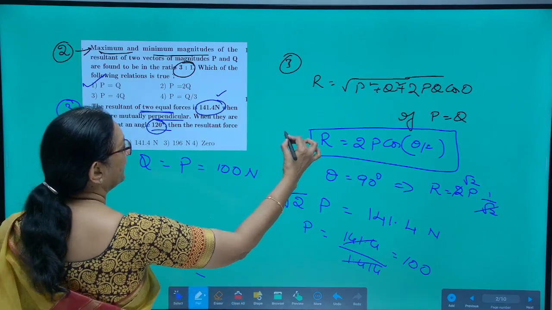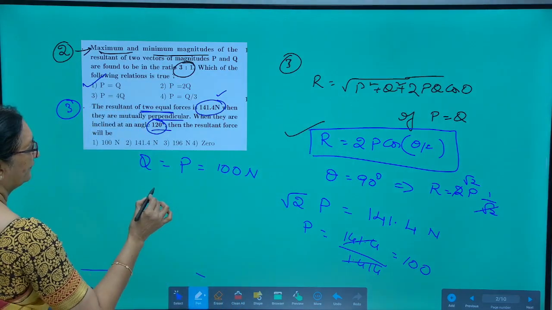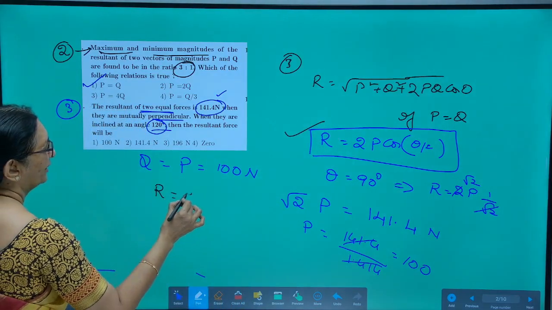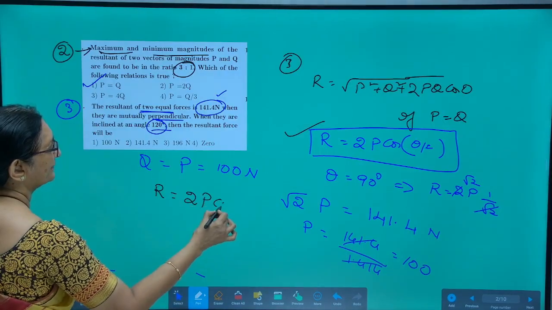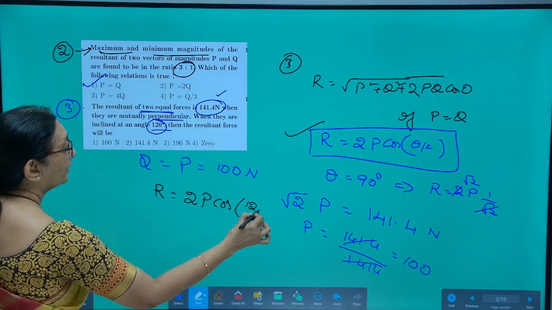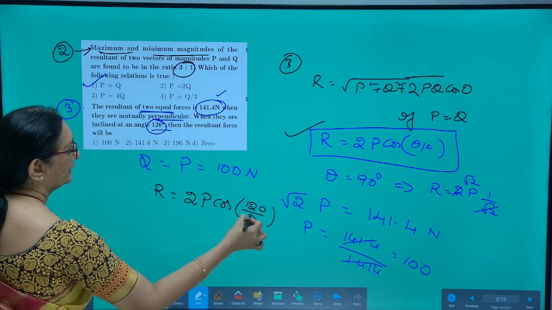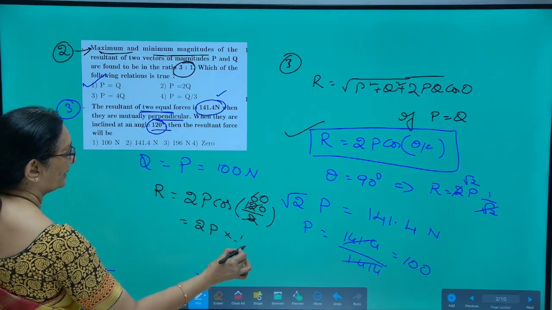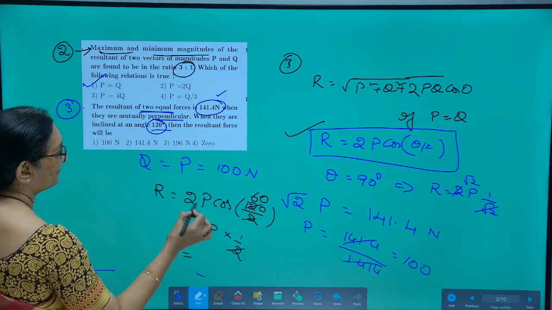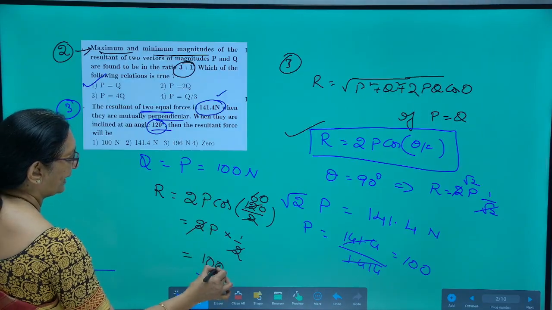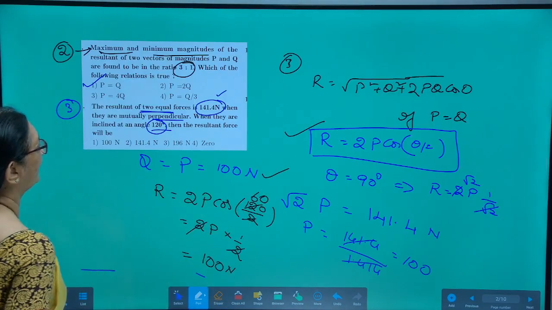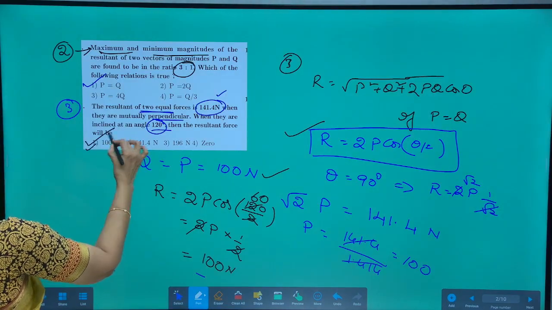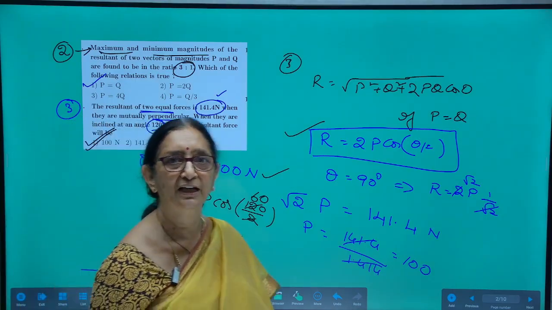From the same expression, if the two are at 120, the resultant becomes 2P cos 120 by 2. This is 2P cos 60. Cos 60 is 1 by 2. So, it just becomes P. But P is equal to 100 newtons. Already we found that value. So, the answer for that problem is 100 Newton.